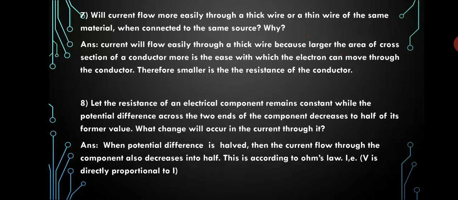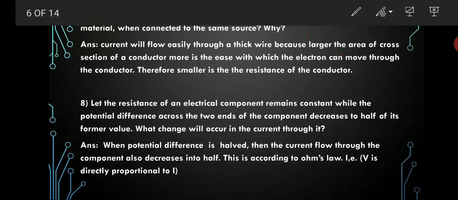Okay, so the next question: let the resistance of an electric component remain constant, while the potential difference across the two ends of the component decreases to half of its former value, that means the initial value. What change will occur in the current through it? So here again, this is nothing but Ohm's law. According to Ohm's law, V is directly proportional to I into R. So you can remember it like this, a very important relation.